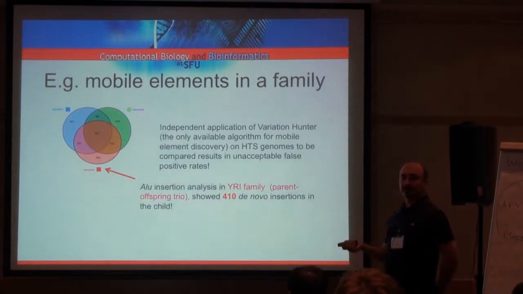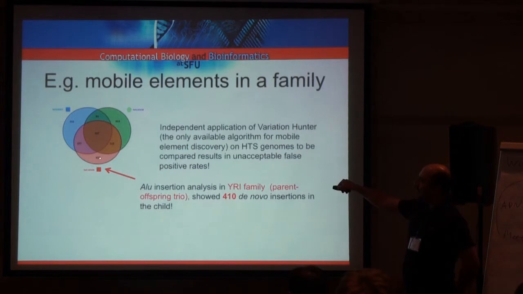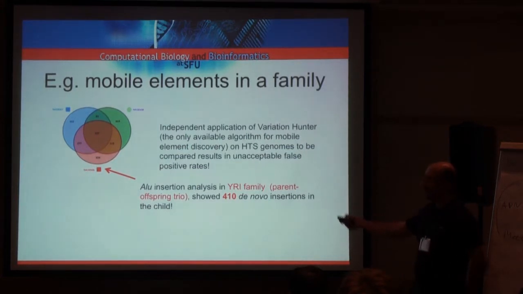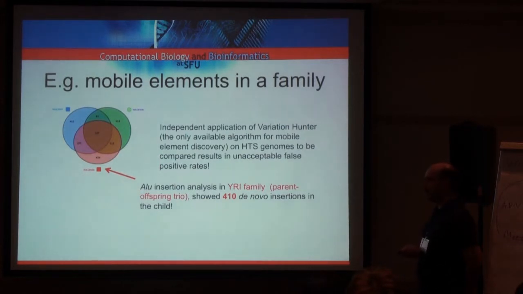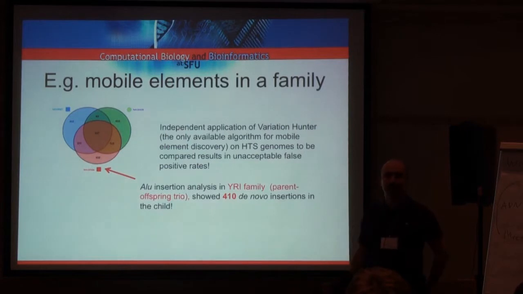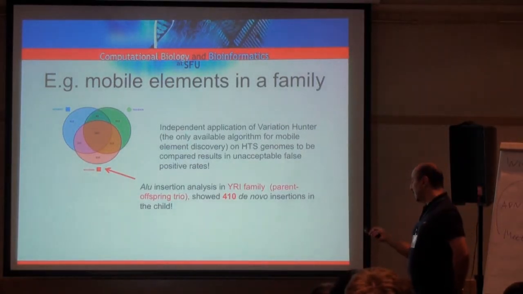ALU insertions. And when Variation Hunter is applied to this data set, we discovered 410 novel ALU inserts in the child that are not present in mother or father. And this is very surprising because you would expect 1 new ALU insertion in every 20 births. So this is really, really wrong.